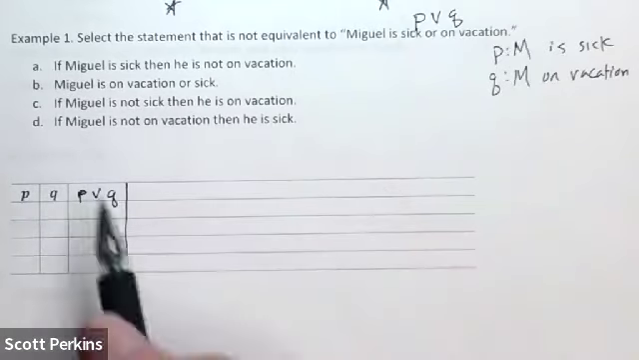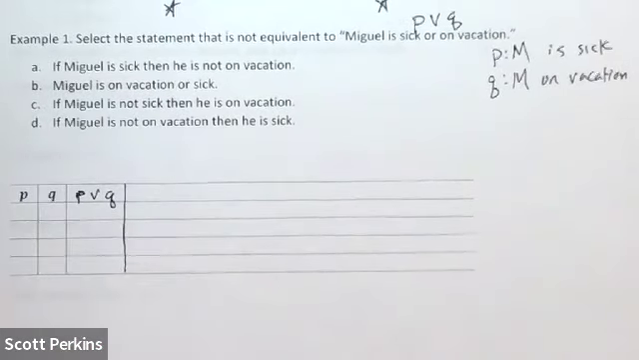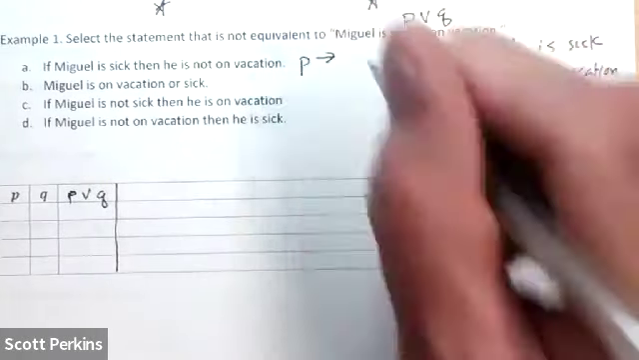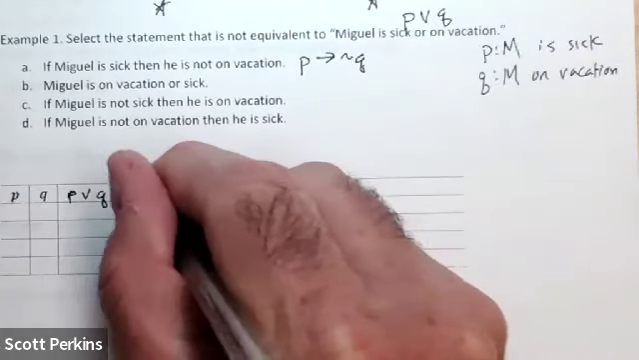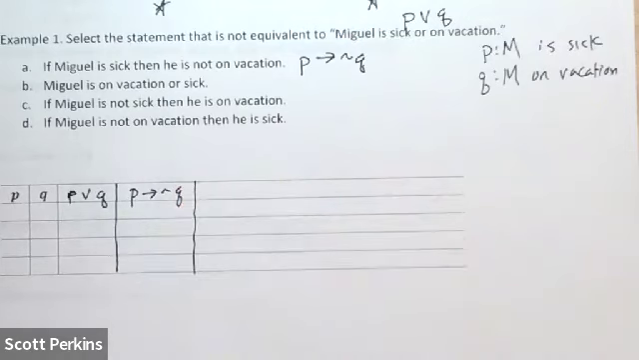Great. Now, the next one, A: if Miguel is sick, then he is not on vacation. So that's an if-then statement. That is if Miguel is sick, so P, then not on vacation, squiggly Q. Okay, so P, then squiggly Q. That's the next one we're going to do our truth table for.